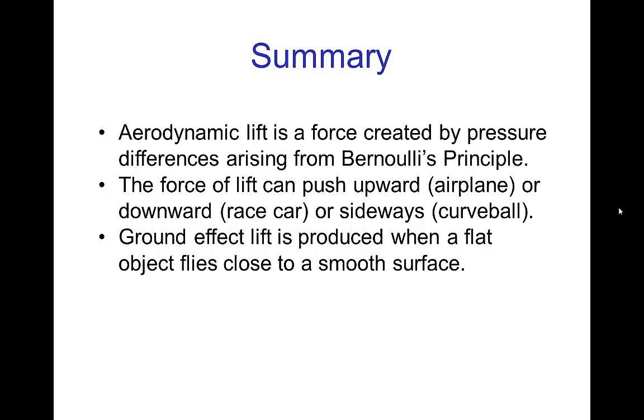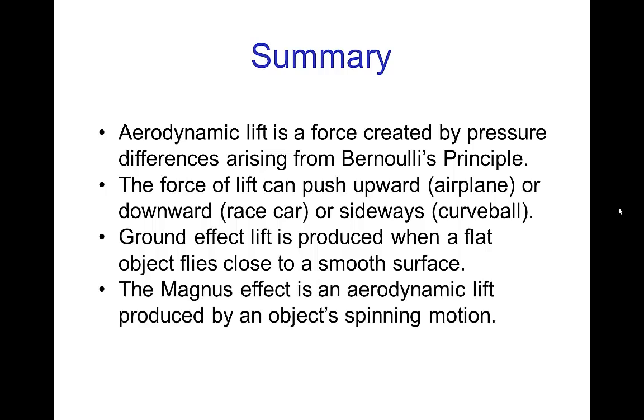The ground effect lift is an enhanced lift that occurs when a flat object is flying just over a smooth surface, like a sheet of paper over a smooth table. And finally, the Magnus effect is a special type of lift that is produced by an object's spinning motion, the spinning motion causing a difference of airspeed from one side of the object to the other. Anyway, those are the basic forces that occur as an object is moving through the air. So hopefully that helps you in animating that type of motion.